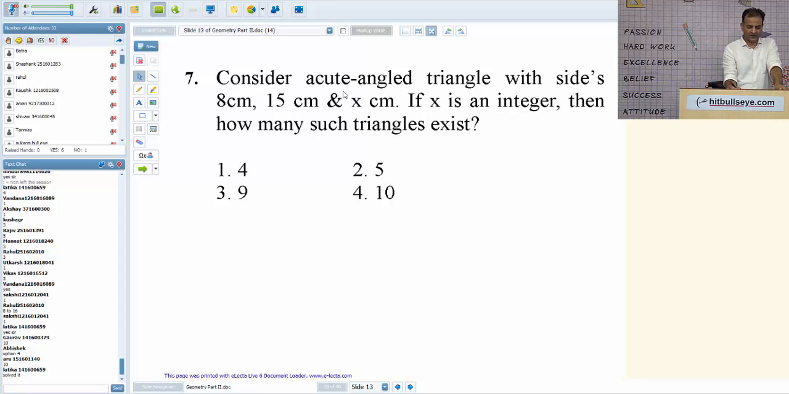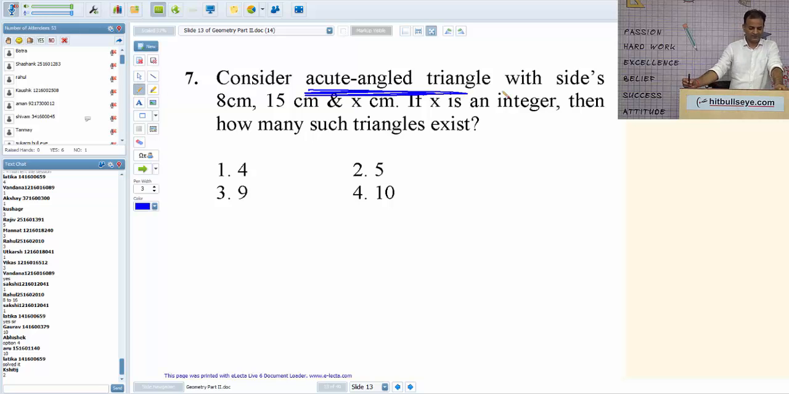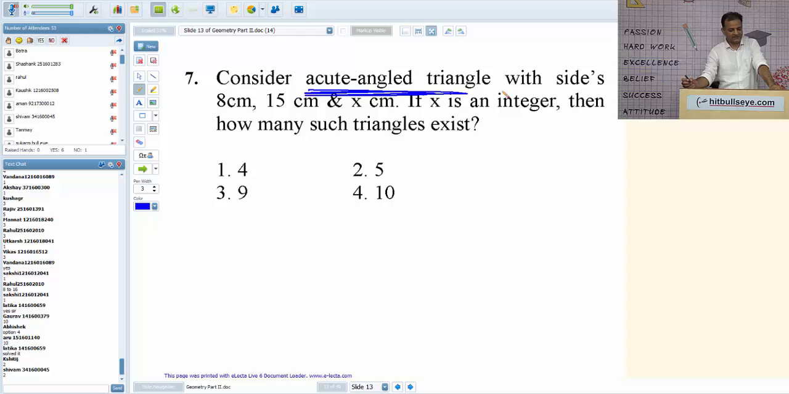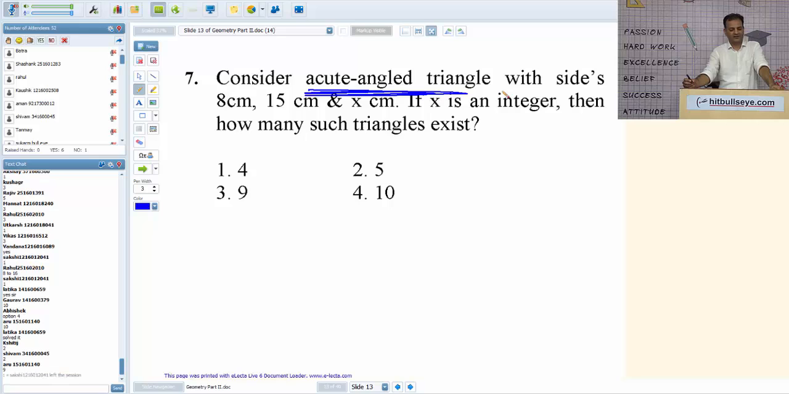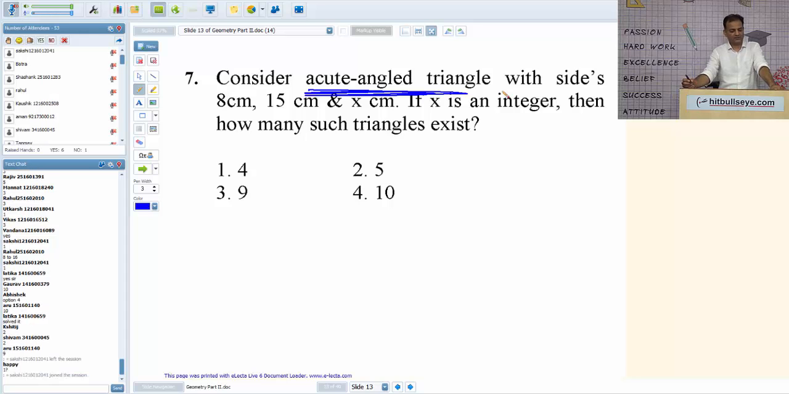I have changed the language here. Acute angle triangle. Kshitij has come with the answer second. Acute. In the CAT bulletin it was obtuse angle. Aru has come with the 9. In the CAT bulletin, friends, it was obtuse angle triangle. But I have written it here, acute angle. So for that question the answer was 10. Happy has come with the first option.